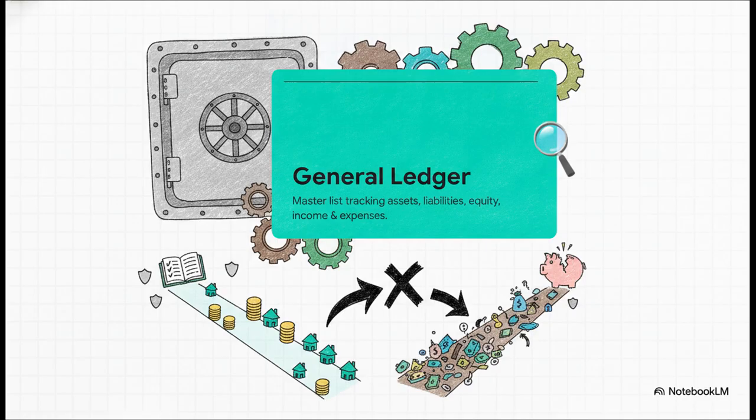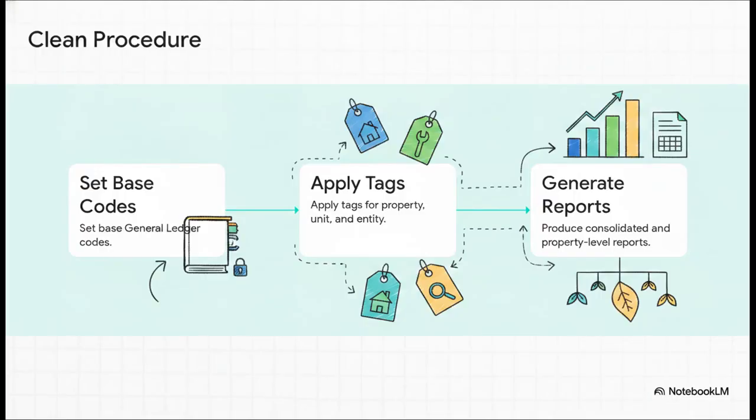And because it's the core, it has to be fiercely protected from becoming a chaotic, muddy mess of highly specific sub-accounts. So to keep that core ledger pristine, you follow a really clean procedure. Step 1, you set base general ledger codes, like having just one single code for maintenance. Step 2, you apply those dimensional tags we just talked about, so you tag that maintenance to, say, Property A, Unit 2. And Step 3, the system generates both your consolidated portfolio reports and your granular property-level reports. Let's move on and see how this builds our reporting capabilities for the future.